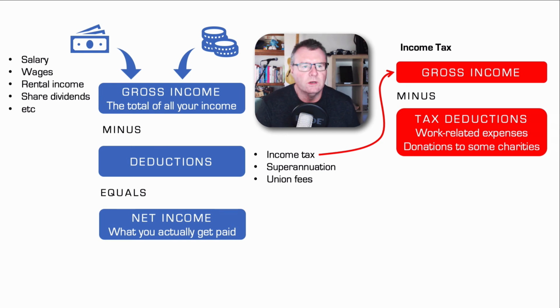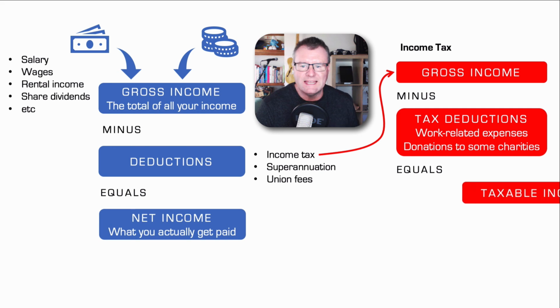So if you were a builder, it might be tools that you had to buy. Okay, if you were a delivery driver, it could be the fuel and wear and tear on your vehicle, because that's expenses, that money you've had to pay, but you've paid it in the process of earning your income. Sometimes also charitable deductions, so donations to some charities are tax deductible. Now, if we add all those things up, work-related expenses and charitable donations, and we take them away from our gross, what we're left with is what we call our taxable income.